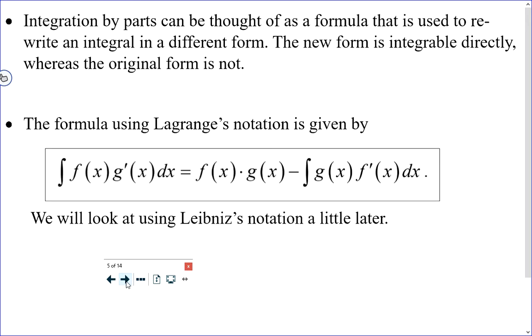And the formula using Lagrange's notation, which is the function notation, is the integral of f of x multiplied by g prime of x dx is equal to the product of f of x and g of x minus the integral of g of x times f prime of x dx. And I know that when you look at that, it becomes very, very confusing. A little bit later on, we'll look at what it appears as if we use Leibniz's notation. I prefer to use Leibniz's notation, but I think as a student, it's better to start off with Lagrange's notation.